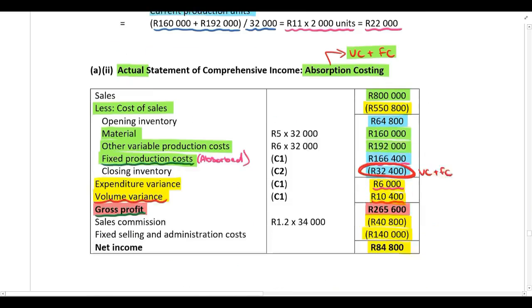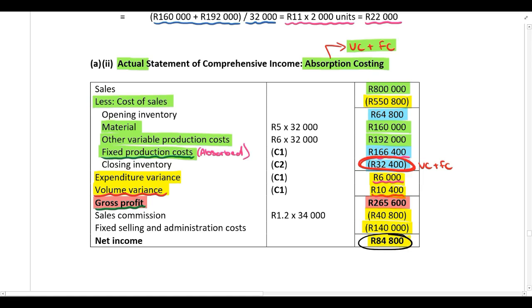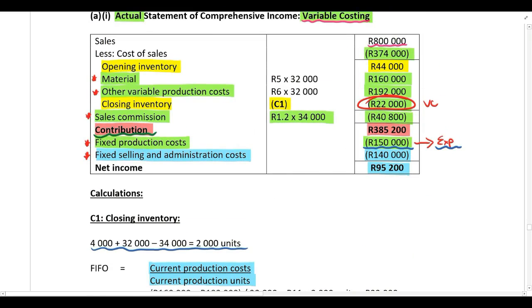Now, this specific statement is saying that our profit is distorted because our fixed costs are not being expensed in the period incurred. We are not expensing the full fixed cost. Some of our fixed costs are sitting in closing inventory, meaning that they will only be expensed in the next period when they get added back as opening inventory. On the other hand, with variable costing, our full fixed cost is expensed in the period incurred. We don't have any fixed costs sitting in closing inventory being carried forward to future periods.